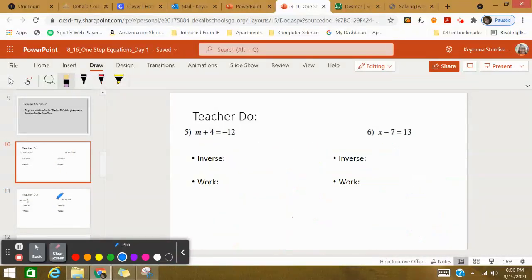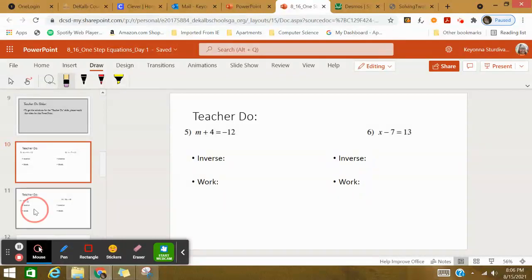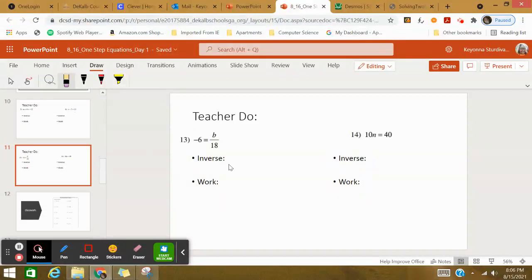Let me clear the screen. All right, then I have one more set of examples that I'm going to do with you guys, and then we're moving on to the classwork. We have -6 is equal to b over 18.